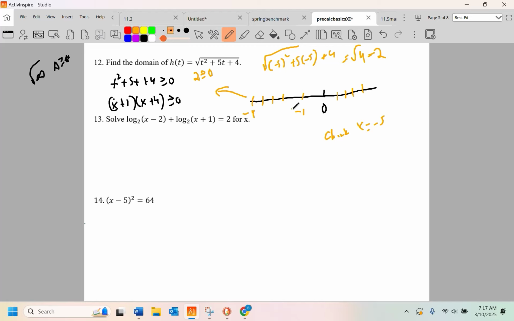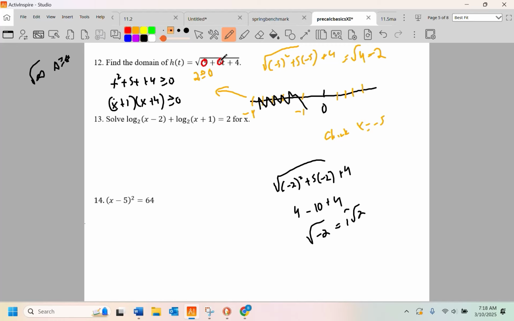Something between negative 4 and negative 1. I don't know, negative 2. And see what happens. I will have 4 minus 10 plus 4. That's a square root of negative 2, which isn't even real. It's the imaginary root of 2. This is nonsense in here. Now I'm going to check something to the right of negative 1. So I'm going to check a 0. If I plug a 0 in, I get root 4, which is 2, which is greater than or equal to 0.